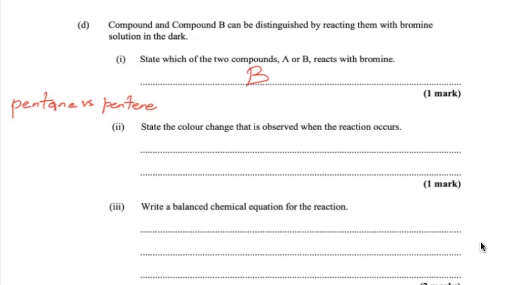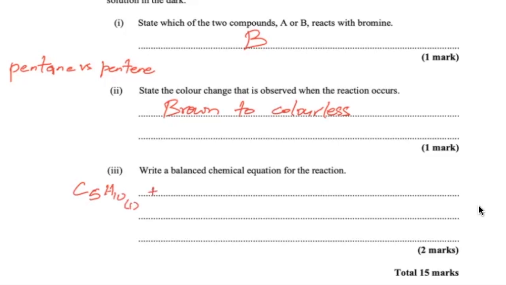There's a carbon-carbon double bond, so that's one of the ways to distinguish between an alkane and an alkene. Bromine water or bromine in an organic solvent known as tetrachloromethane, CCl4. What's the color change that you would observe? Brown to colorless. All right, you're on a roll. Brown to colorless. And they want a balanced equation, so that would be C5H10, which is a liquid, plus Br2, which is also a liquid.